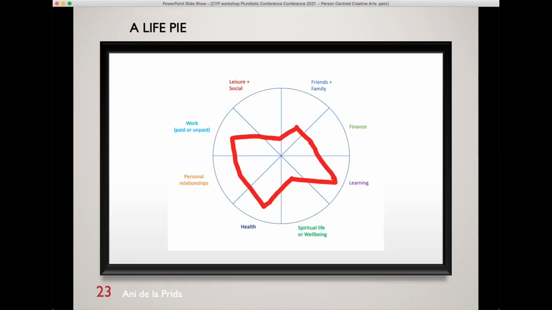I remember with some young people saying, gosh, my life's really spiky. Or they can really see how it's unbalanced. Often what I do is I'll ask them to colour in the centre bit.